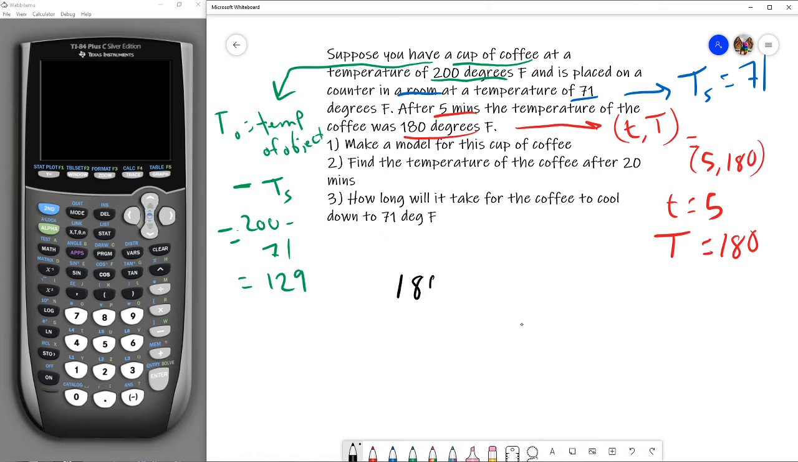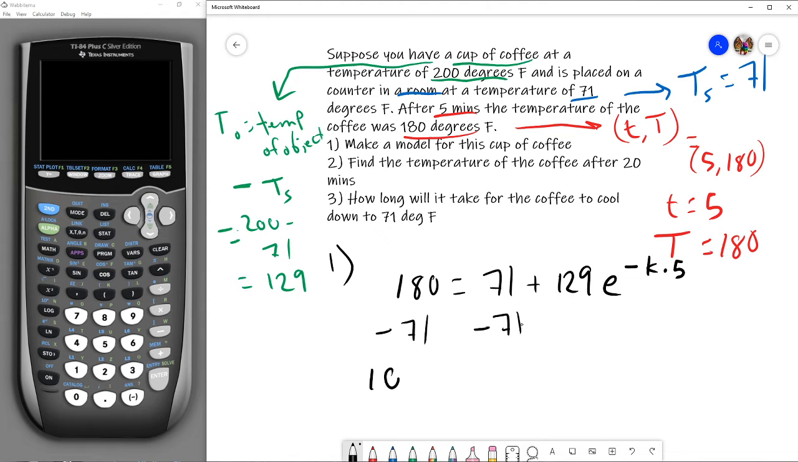So we know that 180 is going to equal our surrounding temperature, 71, plus our T naught, e to the negative k times 5. And now we can solve this exponential equation to find k. So this is all work so far for number 1. So subtract 71, subtract 71. 109 is equal to 129 e to negative k times 5.